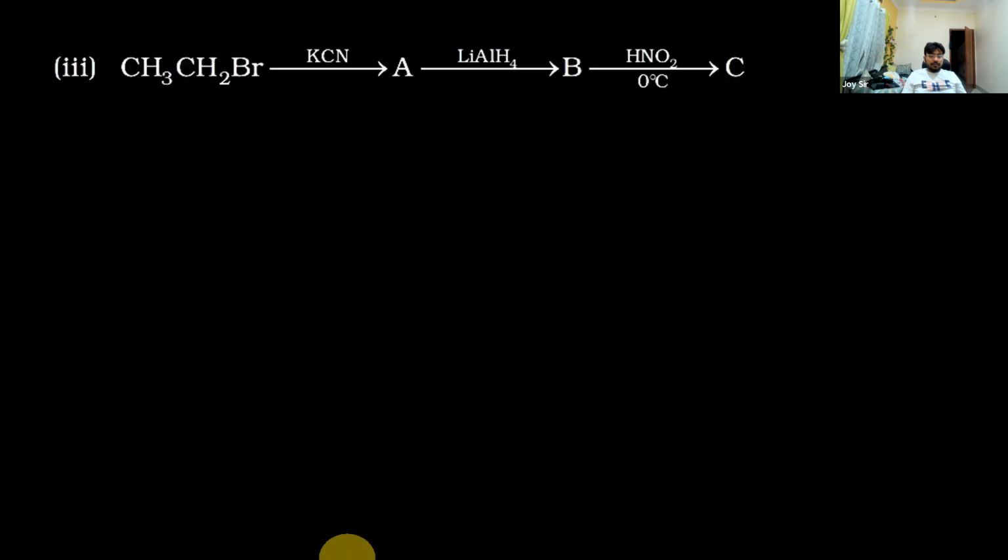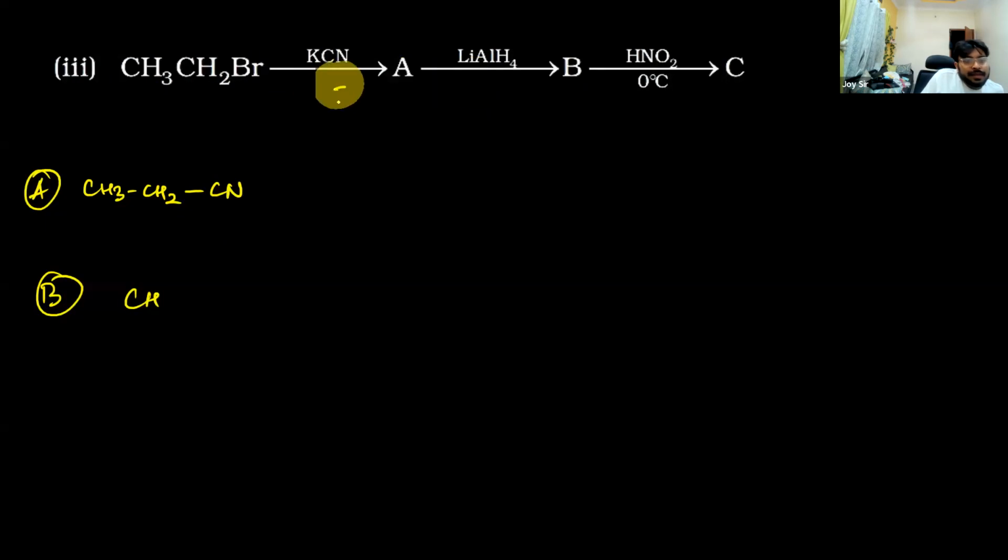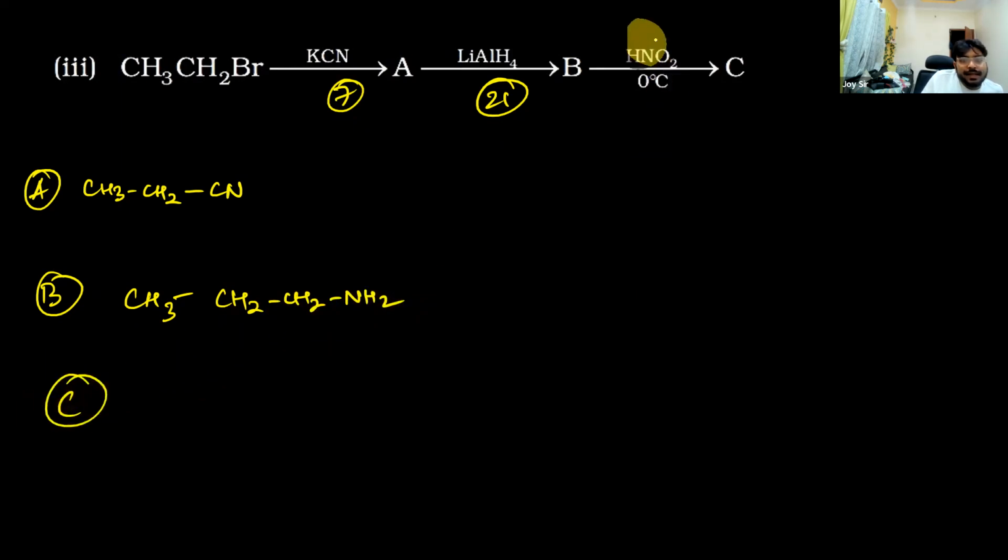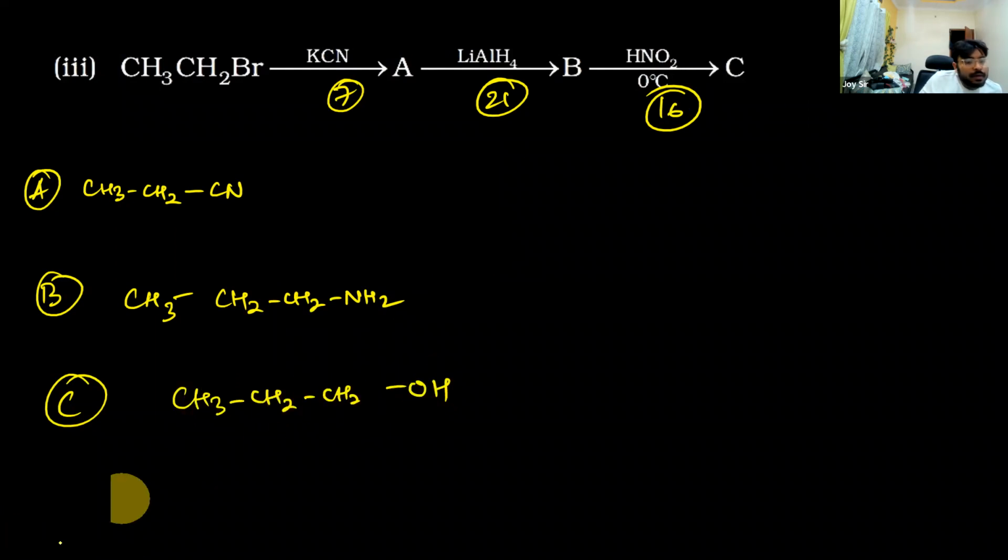Next. CH3CH2Br. Br goes away and KCN comes in. Sir, what will come from KCN? CN will come. A is done. B, what will happen to B? Lithium aluminum hydride. This is number 21. C, what is that? CH3CH2CH2NH2, done, this is our B. What will C be? C is HNO2. Number 16th reaction, just check what is happening. NH2 goes away and it will become OH. Fine. Done, so this is how it is. Next.